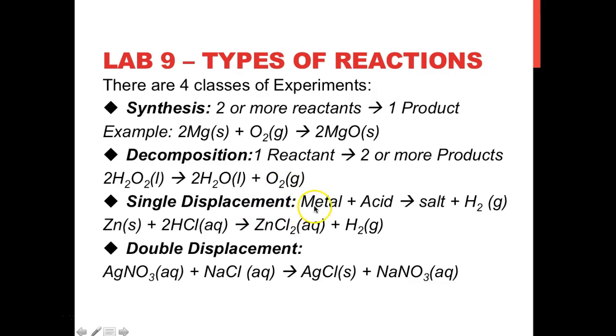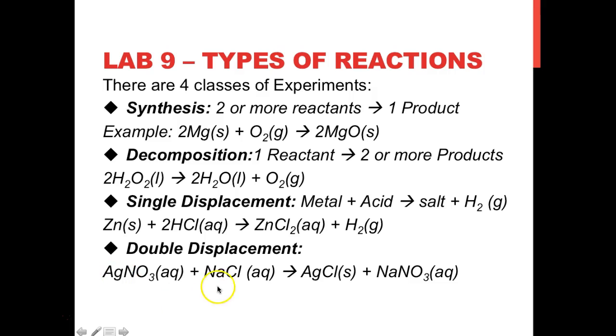Single displacement is where a metal dissolves into the acid, and then the metal actually takes the place of hydrogen in the acid. So it pushes out the hydrogen, and those 2 hydrogen atoms come out in the form of hydrogen gas. And so here zinc has taken the place of hydrogen, forming zinc chloride. Okay? And then you have double displacement, where basically the cations and the anions exchange with each other.